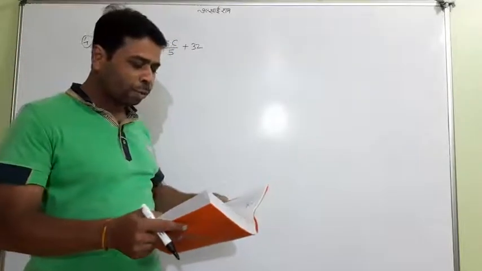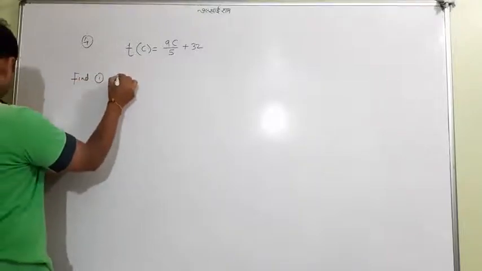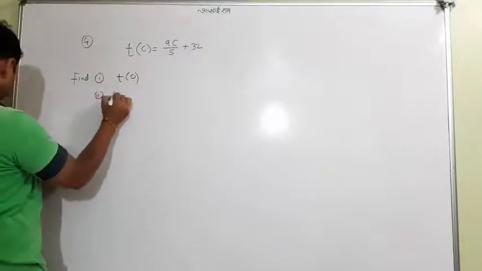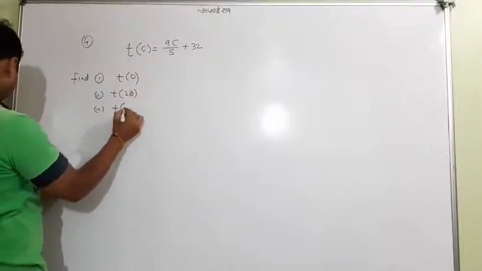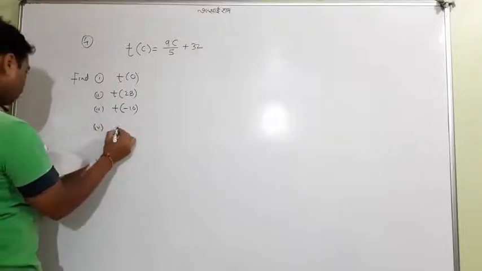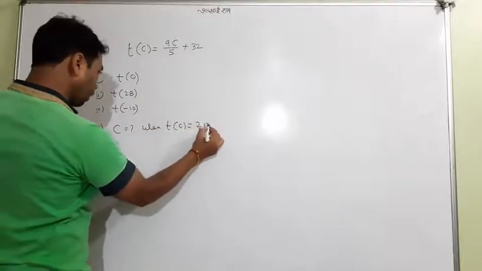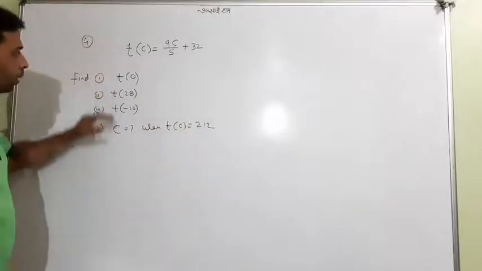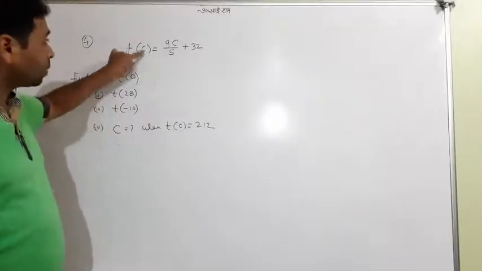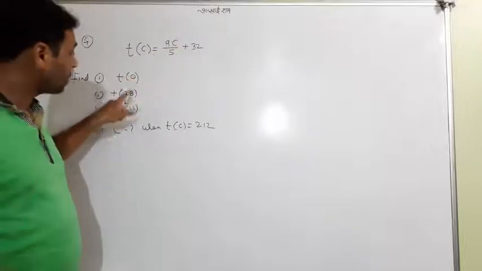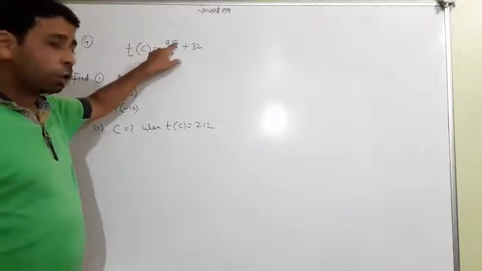Some questions are asked here. Find first T of 0, second T of 28, third T of minus 10, and fourth find the C when T of C is 212. This is just the opposite question. But the first three questions are very easy. T of 0, you put C equal to 0, you will get the answer. T of 28, you put C equal to 28, you will get the answer. T of minus 10, put minus 10 here and get the answer.